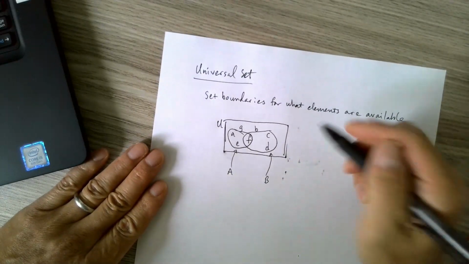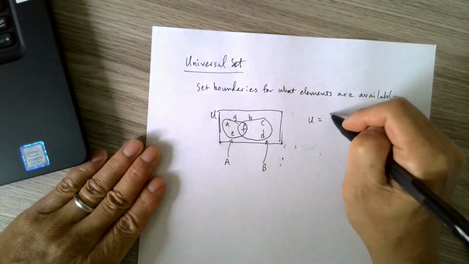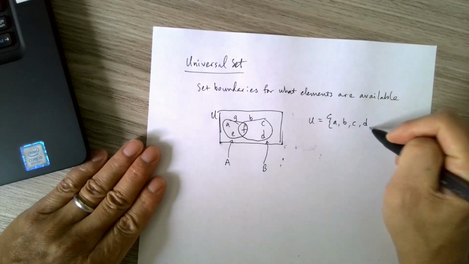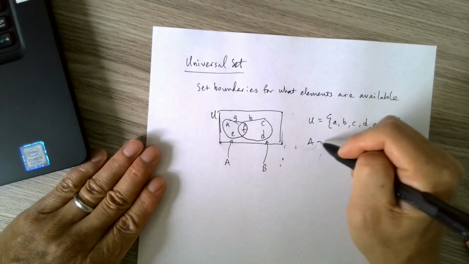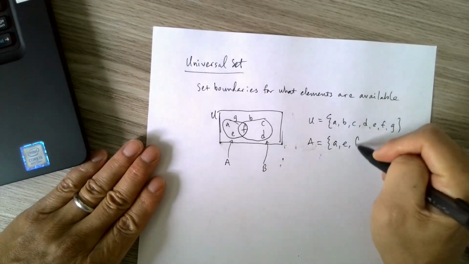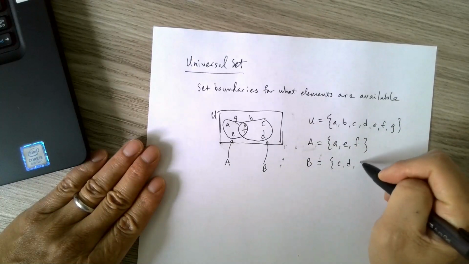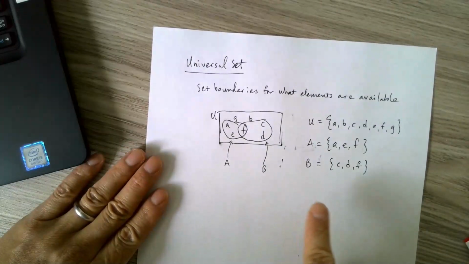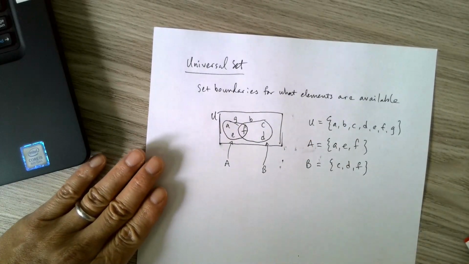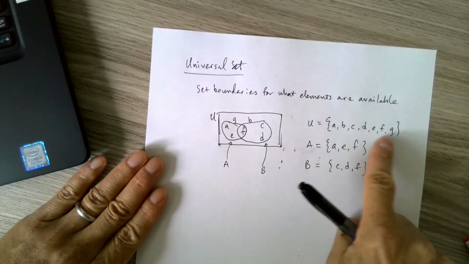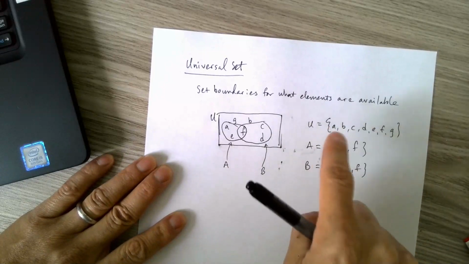Okay, so let's keep in mind that the universal set, all elements that are available for use, are A, B, C, D, E, F, G. And A is A, E, F. And B is C, D, F. Now, I listed these three sets so that it looks like they're all same level, same rank sets, but they're not. Remember, the universal set, that's the general. That's the admiral. And then these are sets inside the universal set.